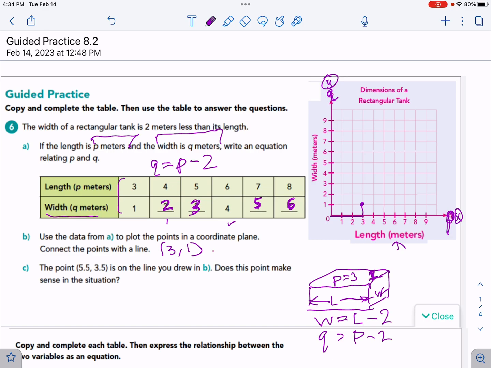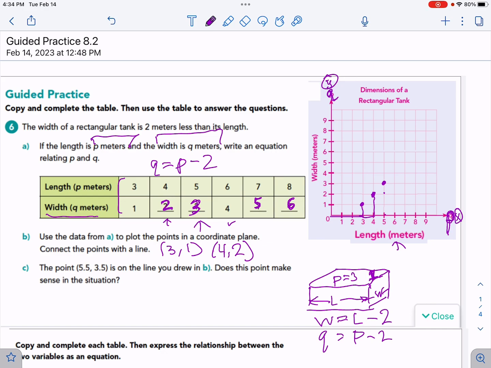And then the next one, I see this ordered pair. It's called 4, 2. Okay, I'm going to go over to 4, and I'm going to go up to 2. And that's where my next plot is going to be. Okay, and so then the next one, of course, 5 and 3, go over to 5 and up to 3. Oops, right there. Oh, and now I see how the line is really shaping up.